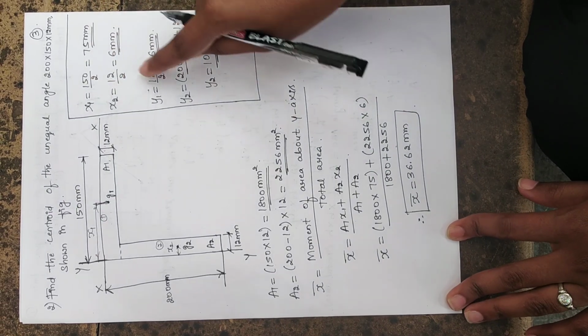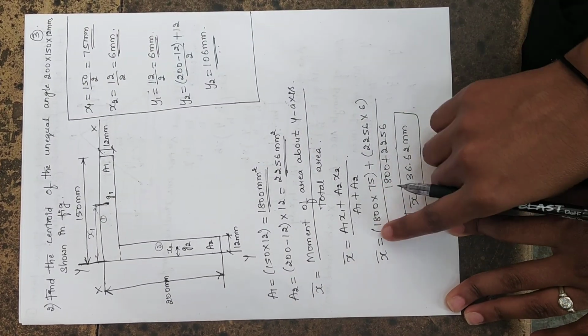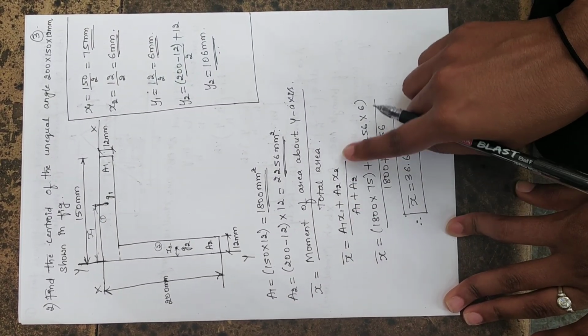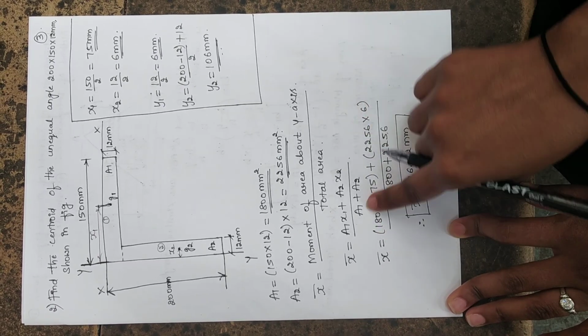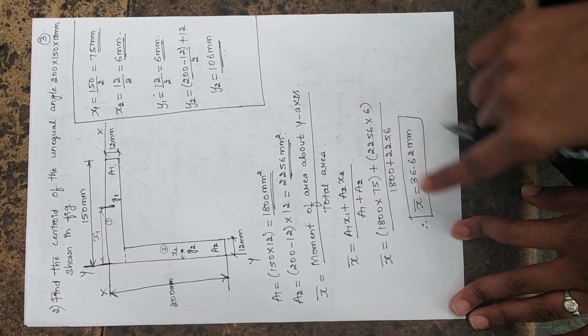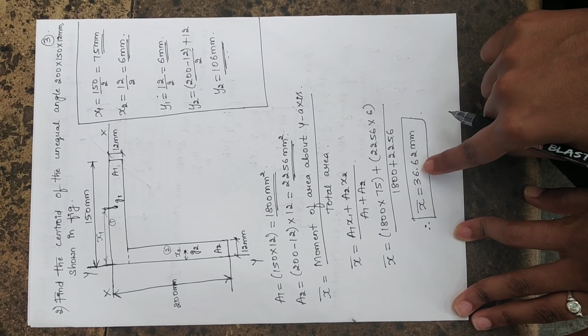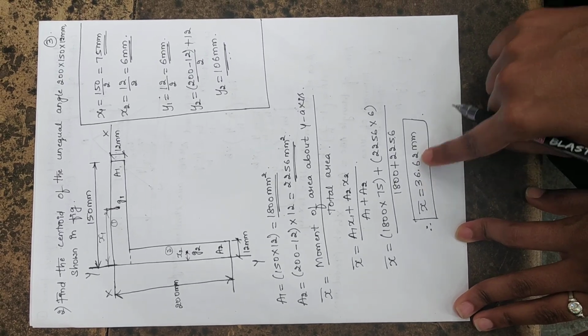Once the values of x1 and x2 are found out, you just substitute the values of A1, x1, A2, x2 in this equation and simplify it. You will be getting the value of x bar as 36.62 mm.